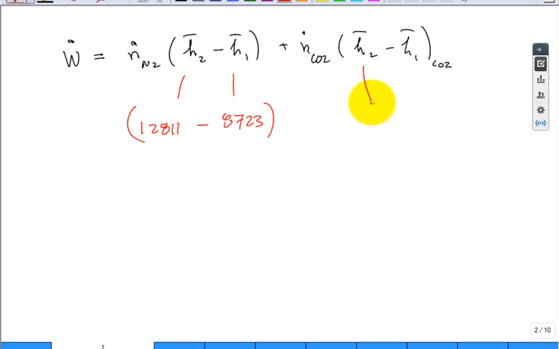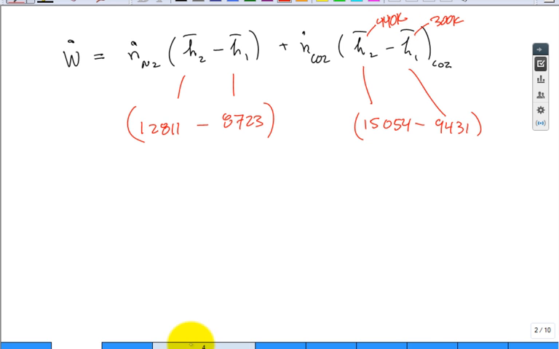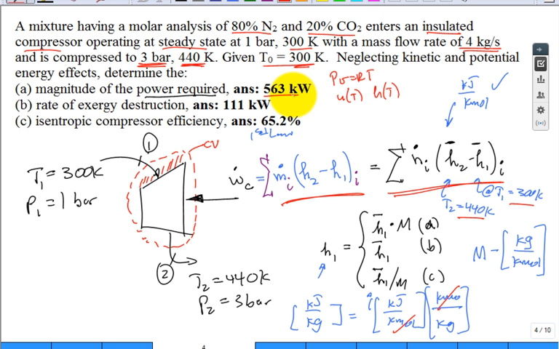And then likewise for the carbon dioxide, 15,054 minus 9,431. Again, those are out of the appendix at those two temperatures. T1 is 300 Kelvin, and T2 is 440 Kelvin. They look okay? Good? All right. So in the interest of time, basically we get the answer 563 kilowatts for the power.